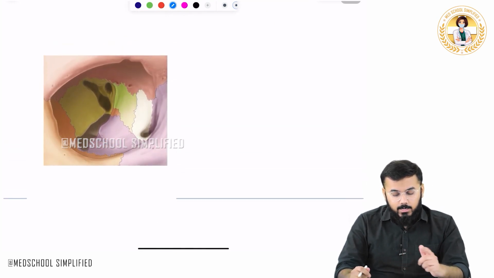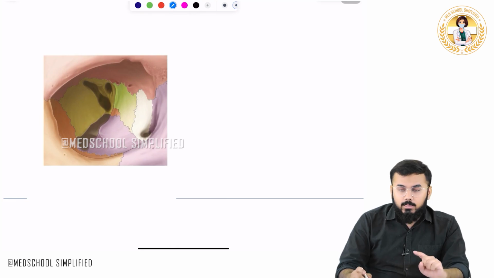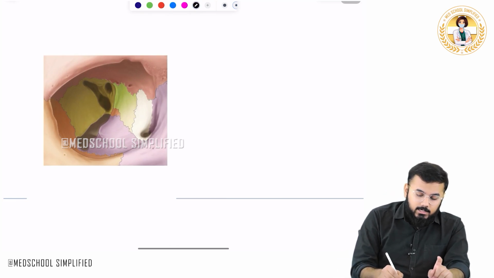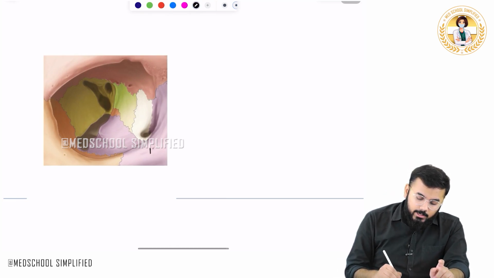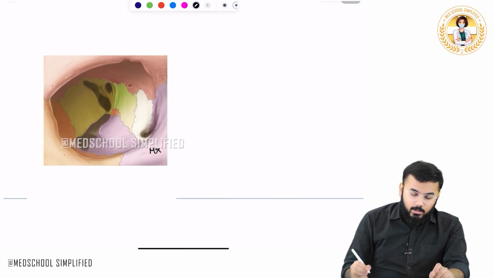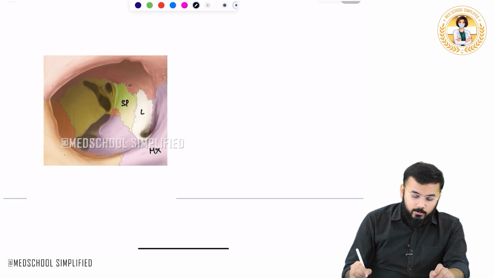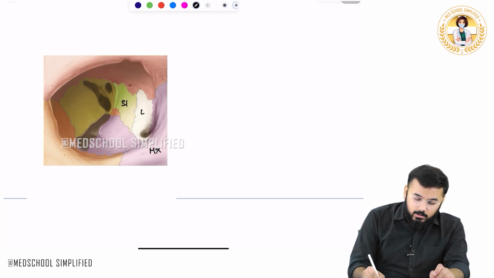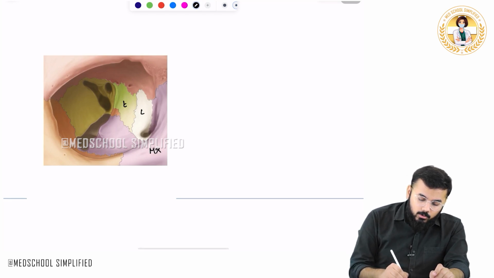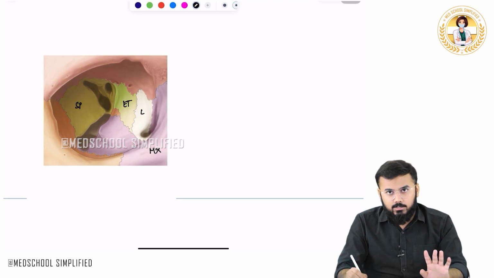So this is your orbital content, right? You know what these bones are now, right? Let us just name these bones. This bone over here is called as your maxilla. This bone over here is called as your lacrimal bone, and this bone over here is called as your ethmoid bone, and this bone over here is called as your sphenoid bone. These things we discussed, right?